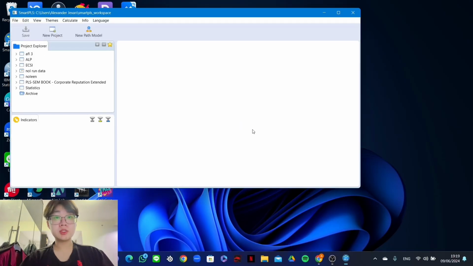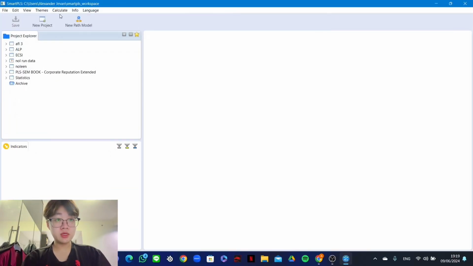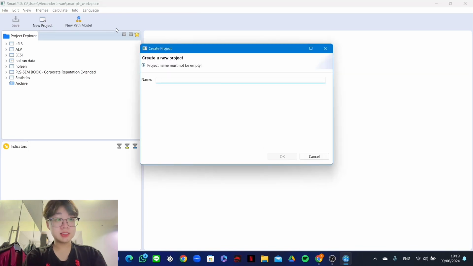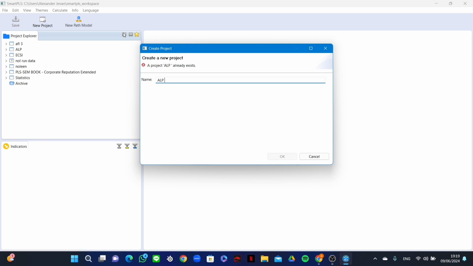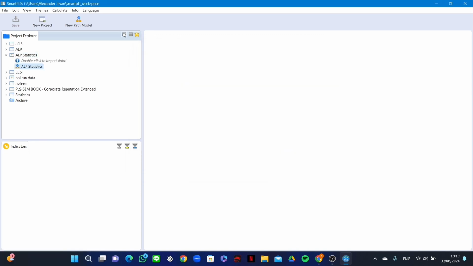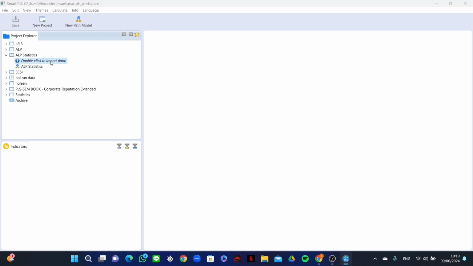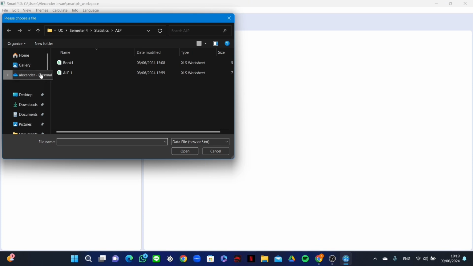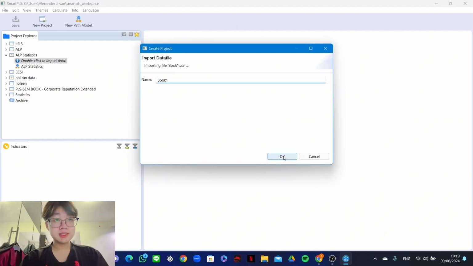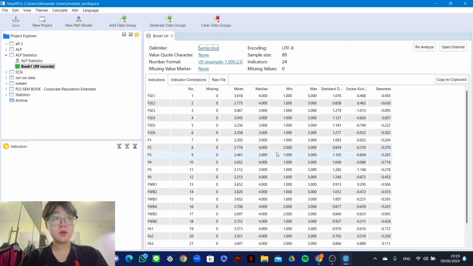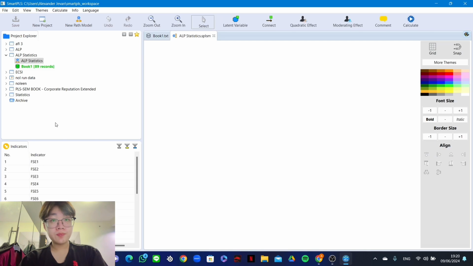So first, we need to save the data as CSV and import the data to Smart PLS. Then don't forget to press the new project to run the Smart PLS. And you can see the data on the screen with the mean, median, and others.